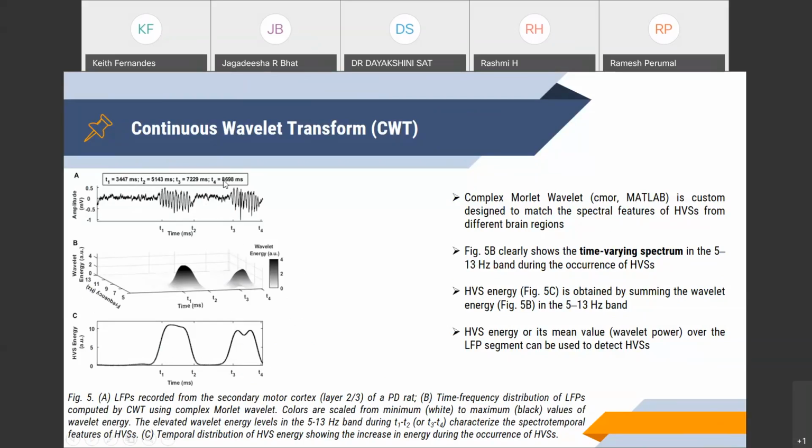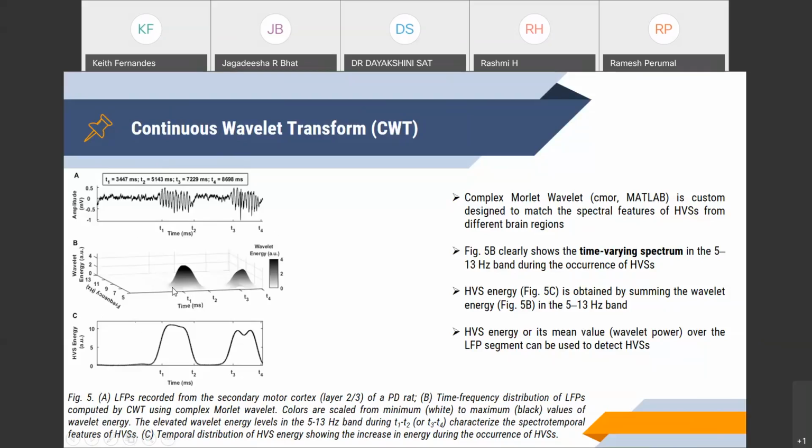For this continuous wavelet transform, the wavelet shape is an important parameter. During my pilot study, I designed a custom complex Morlet wavelet according to the spectral features of the high voltage spindle. This algorithm is based on the complex Morlet wavelet designed for the high voltage spindle. Here it displays the time-frequency distribution of the high voltage spindles.